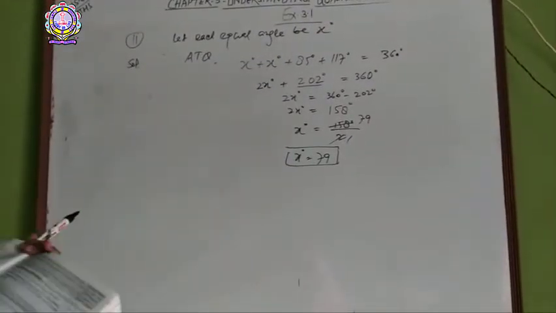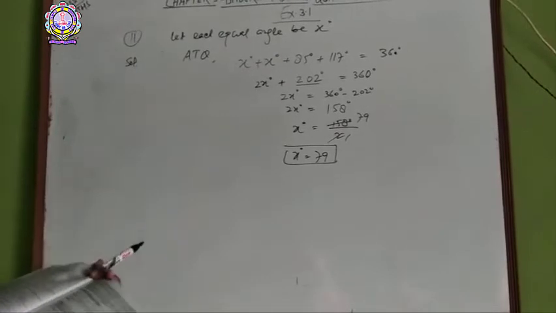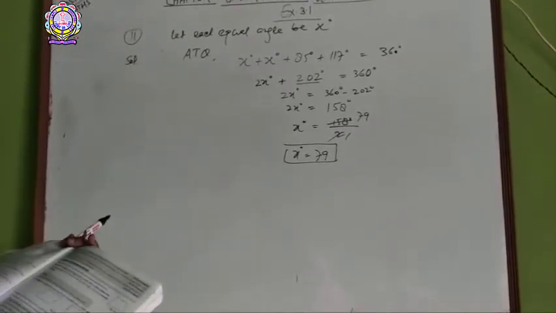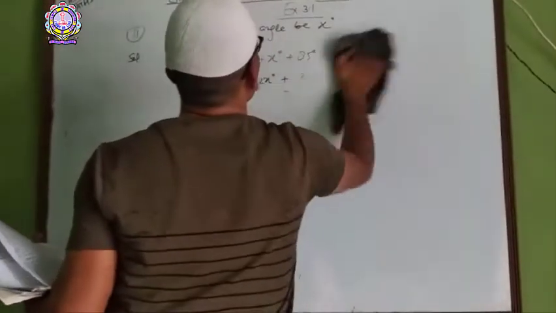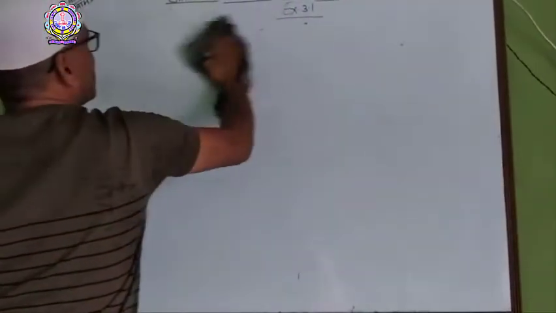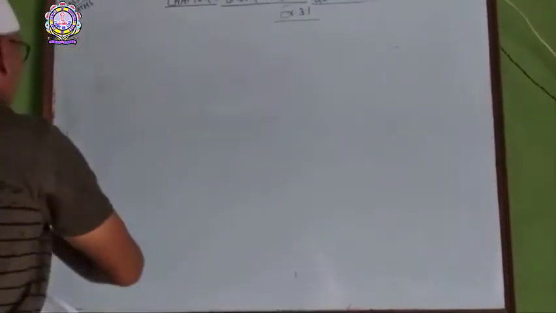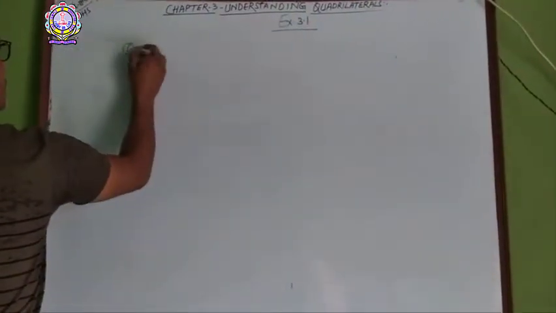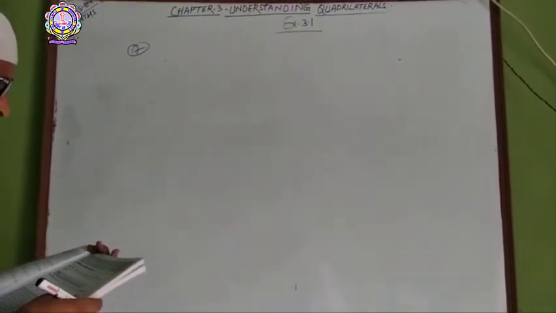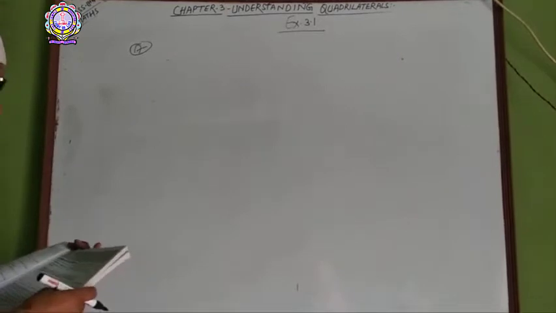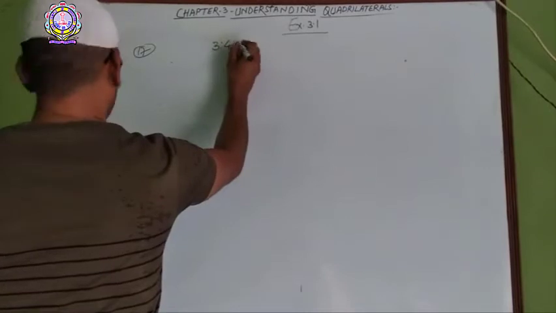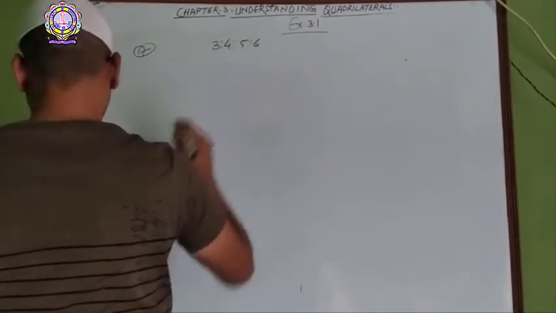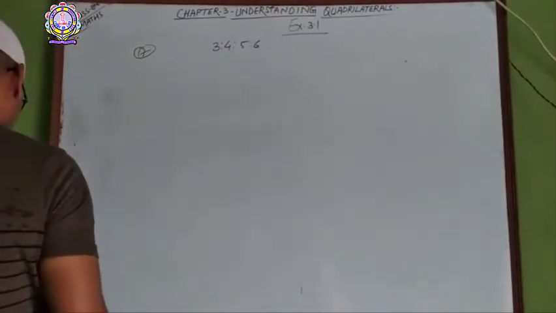Okay, students, questions 12, 13, 14 and 16 are your homework. Do it yourself. Now we will solve question number 17. What is your question? The four angles of a quadrilateral are in the ratio 3, 4, 5, 6. Find the angles.